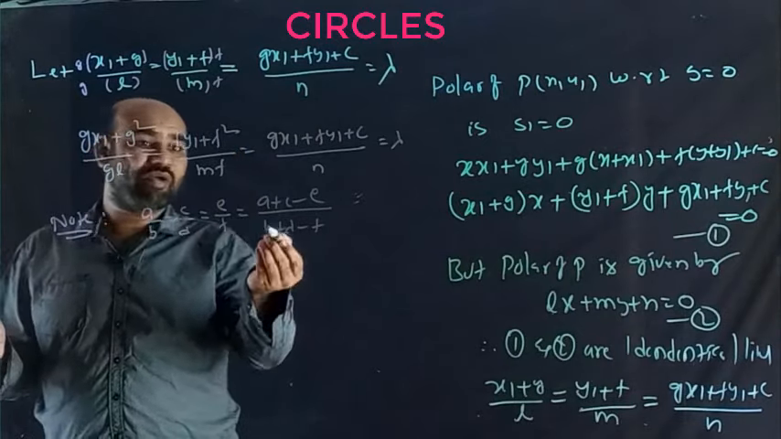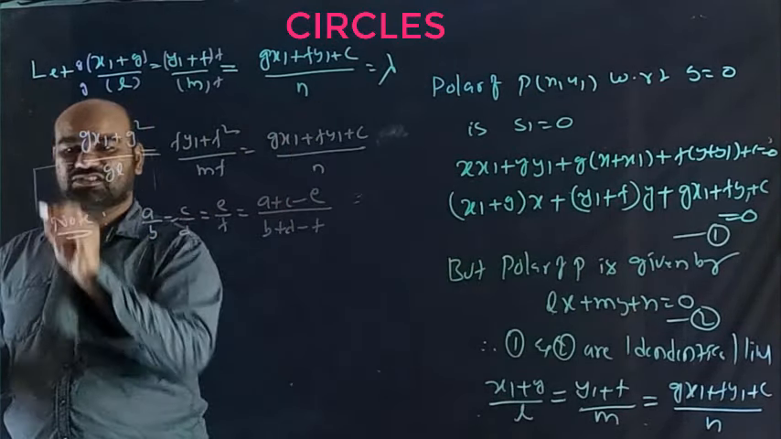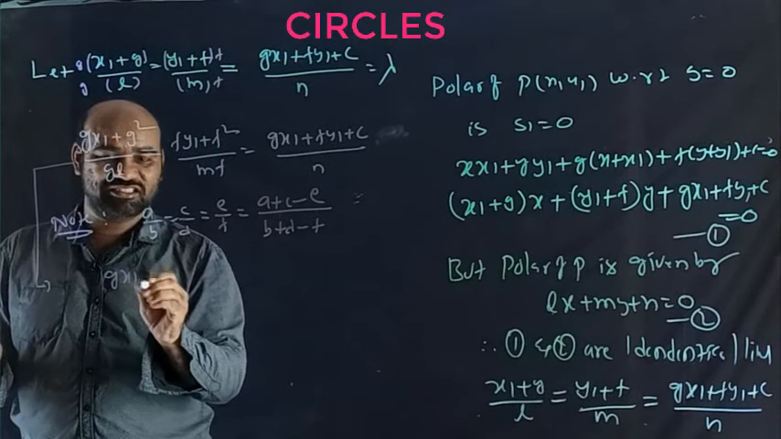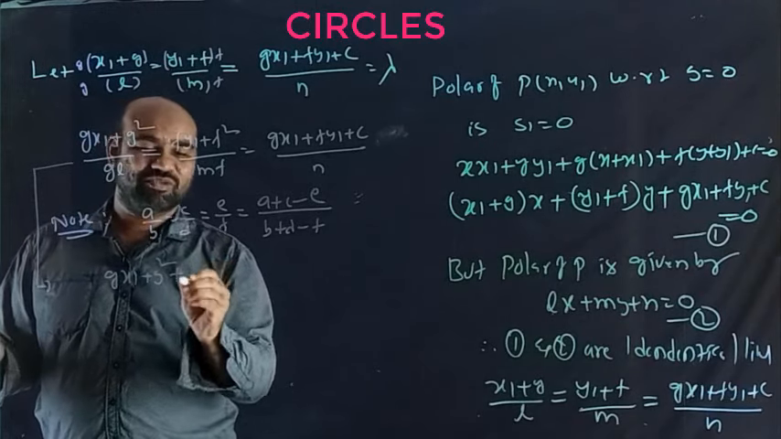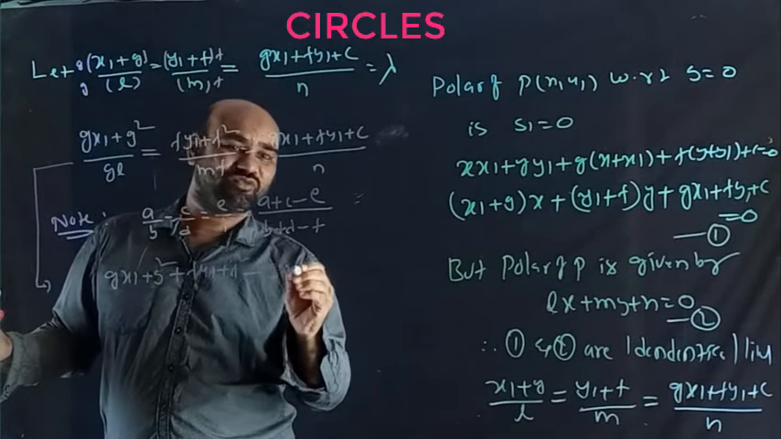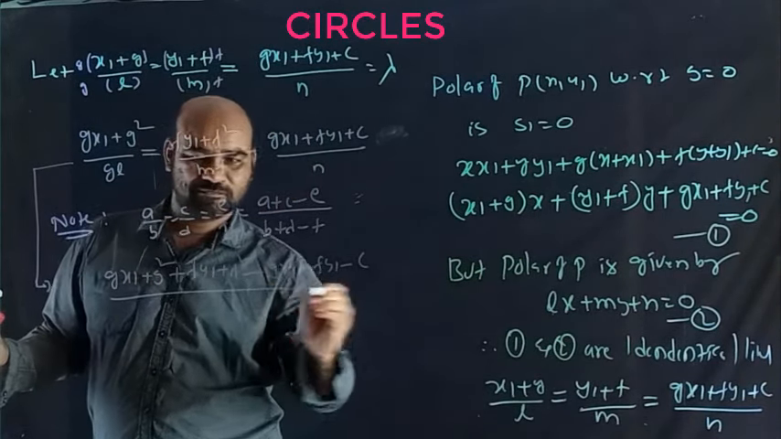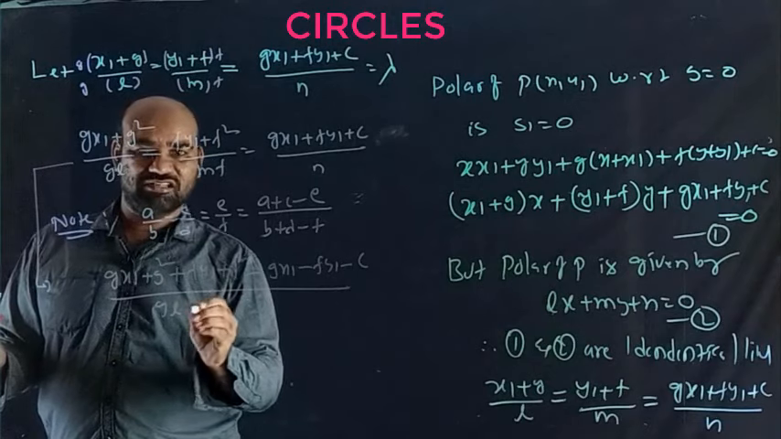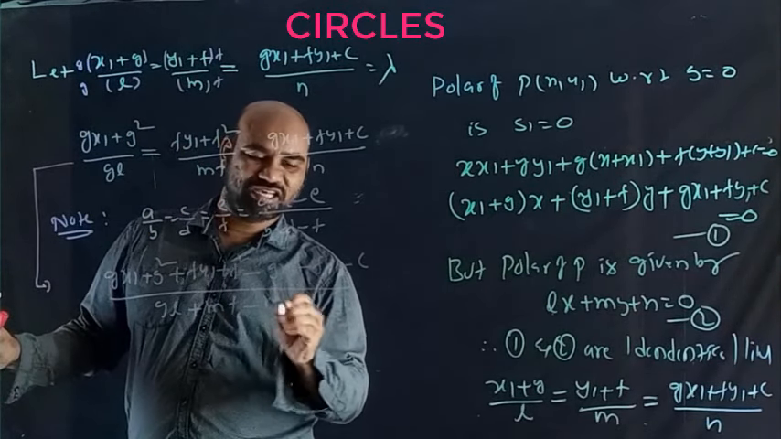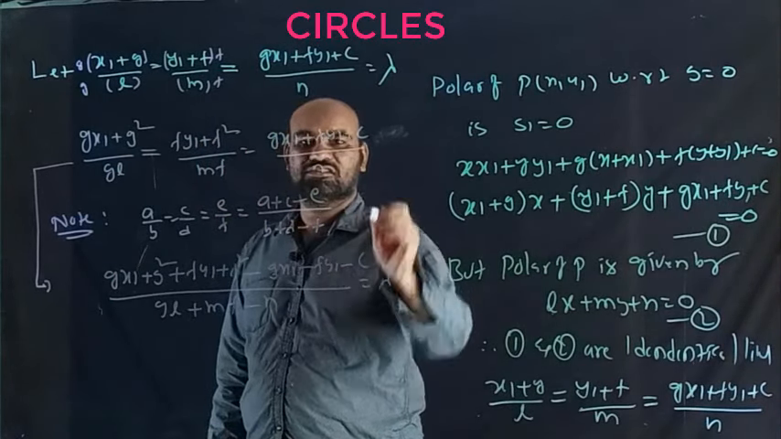Okay. So I am applying this here. So I can say this becomes now this. I am applying this rule here: gx plus g square plus fy1 plus f square minus gx1 minus fy1 minus c by gl plus mf, plus minus n is nothing but lambda. Using this rule now.